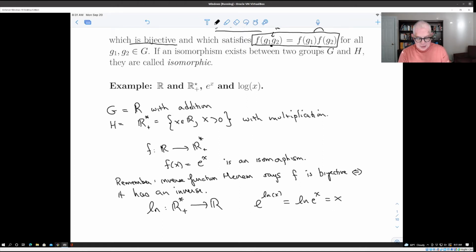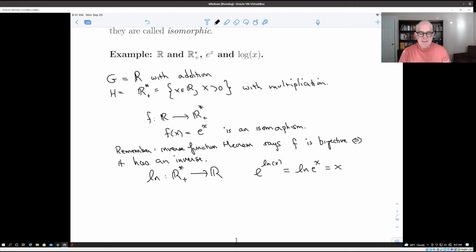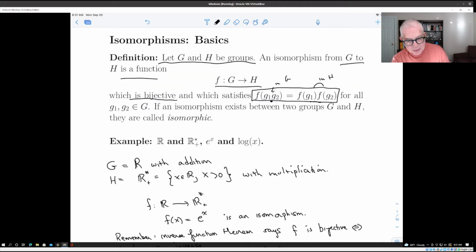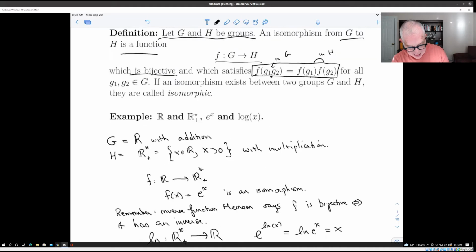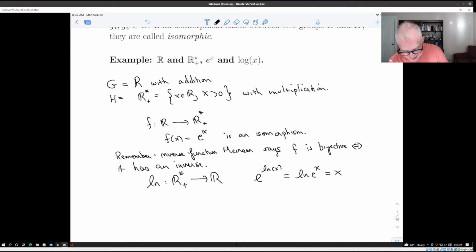So that's the first part of being an inverse, being an isomorphism. But the second part is this crucial property having to do with multiplication. And let's think about what that says. So it's supposed to be the case that f of g1, g2 equals f of g1, f of g2. But we have to interpret that in our particular situation.